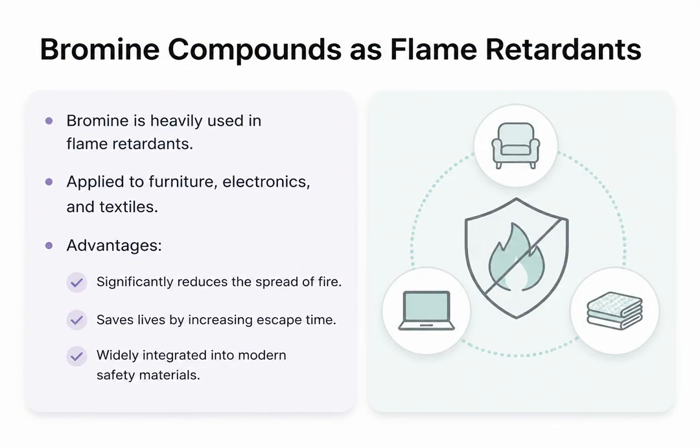Moving down the halogen group, bromine is heavily utilized in fire safety. Bromine compounds are manufactured into flame retardants that are embedded into everyday items like upholstered furniture, plastic electronics casings, and textiles. The distinct advantage here is life safety. When exposed to heat, these bromine compounds interfere with the chemical reaction of the fire, significantly slowing its spread and giving people crucial extra minutes to escape a burning building.